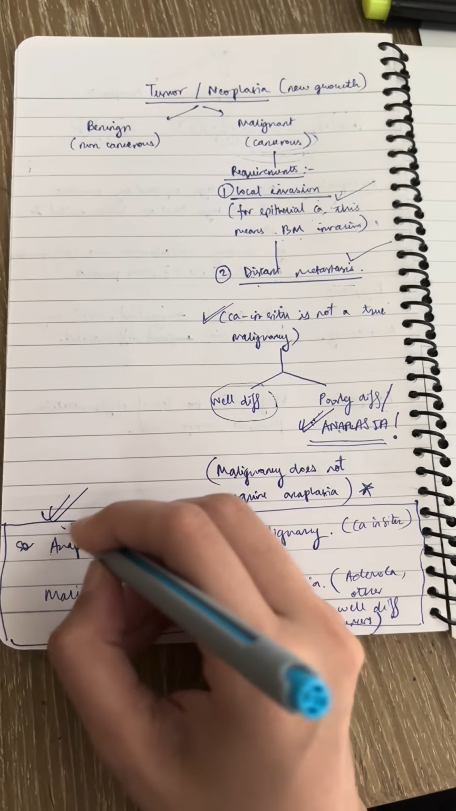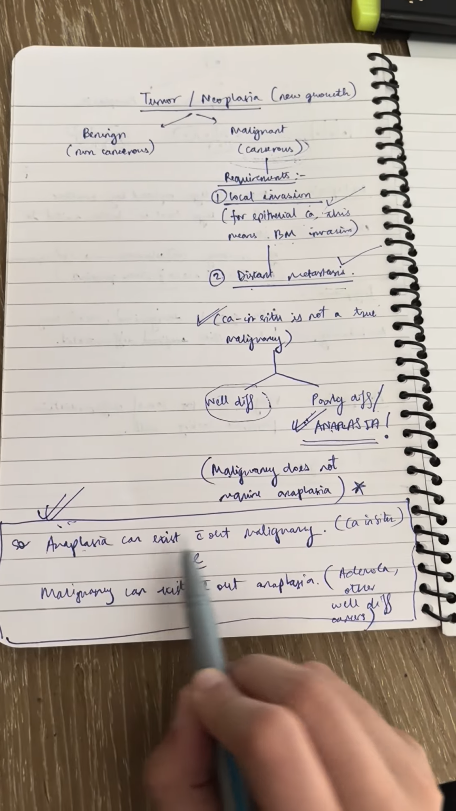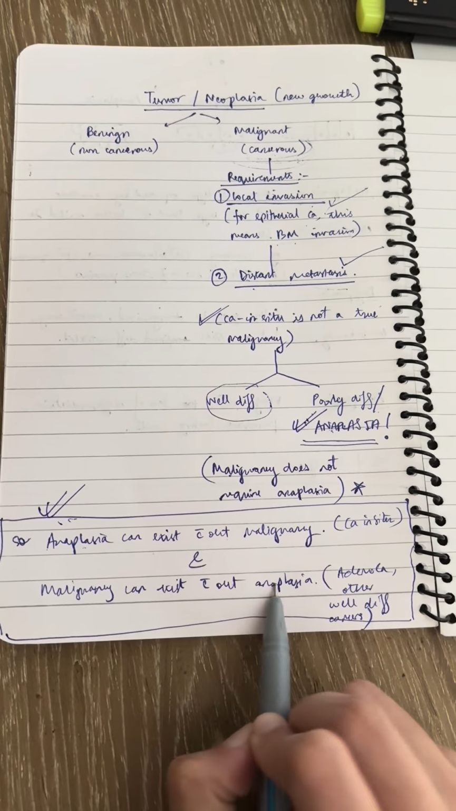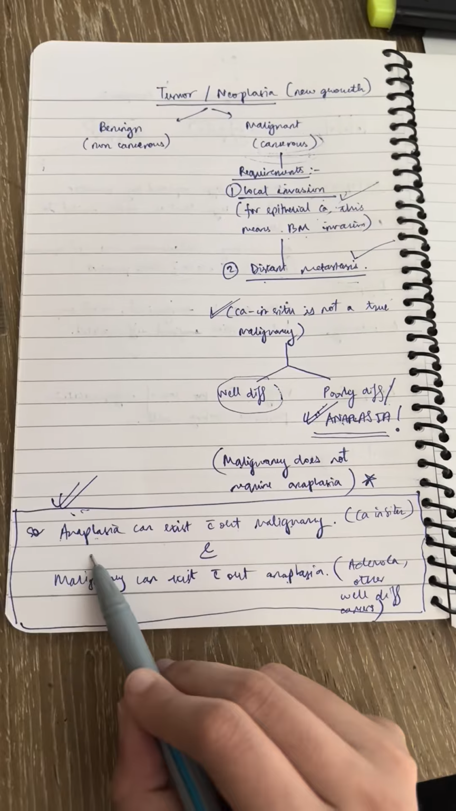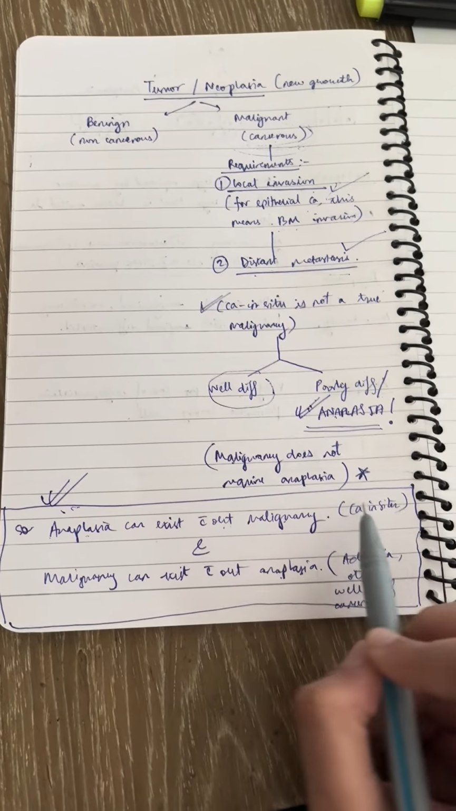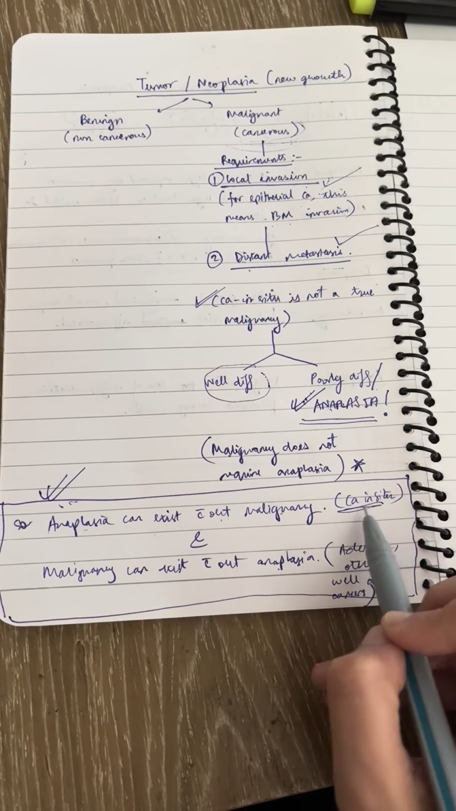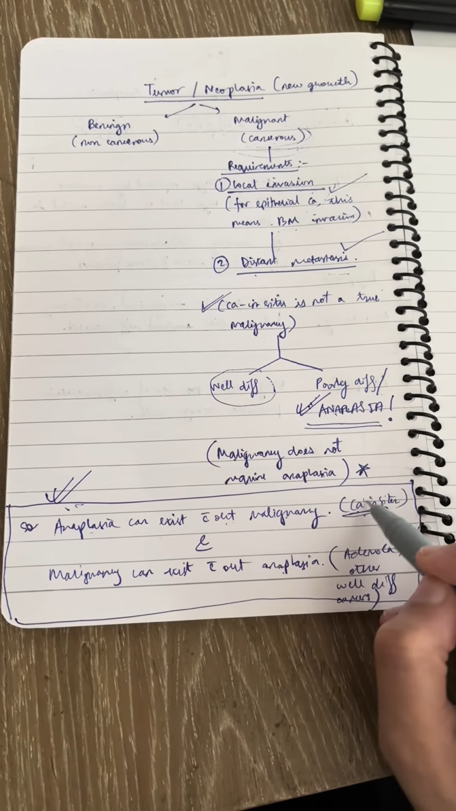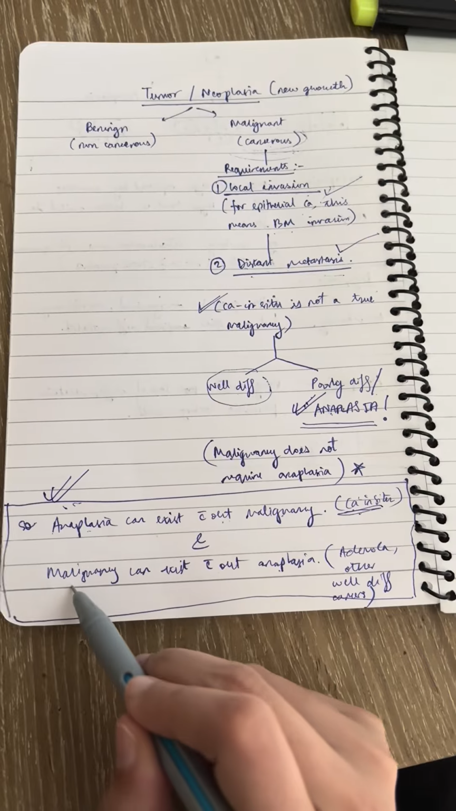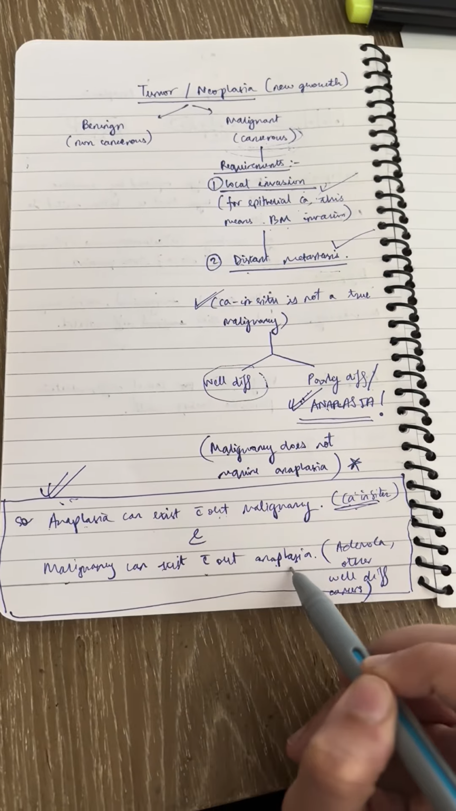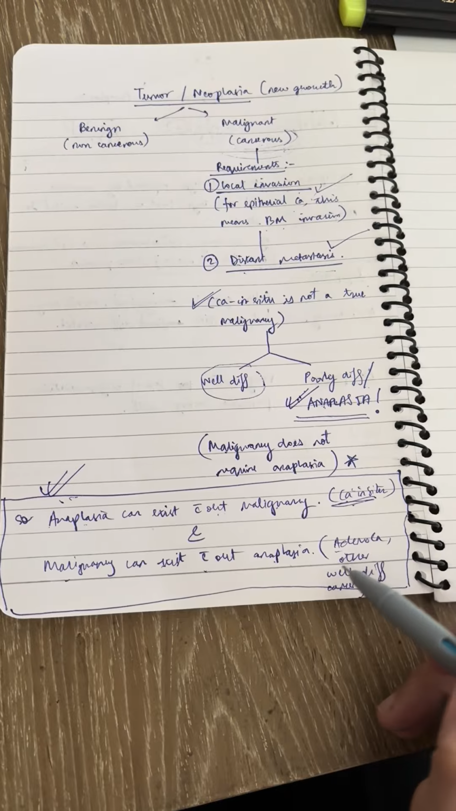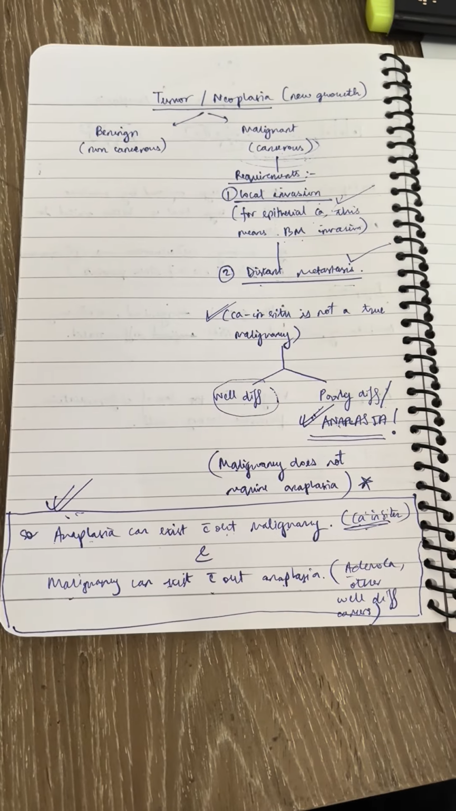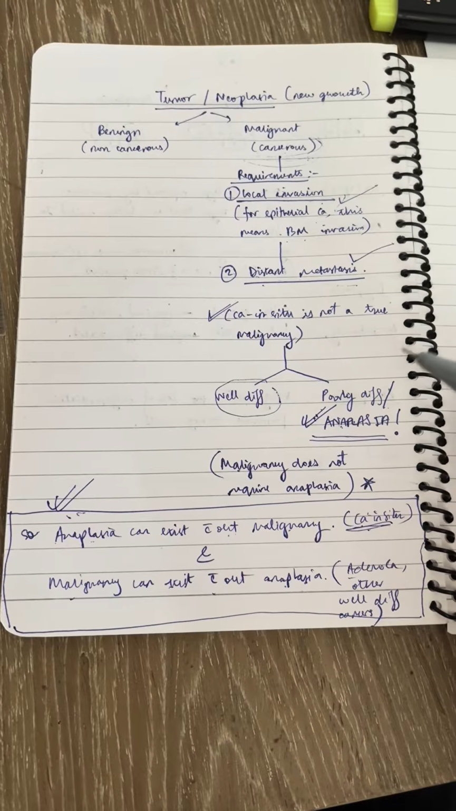Just remember this one very golden statement: anaplasia can exist without malignancy and malignancy can also exist without anaplasia. I'll give you examples. Anaplasia existing without malignancy is carcinoma in situ, right? It's not technically malignancy, but there is still anaplasia. And the second example, malignancy can exist without anaplasia: cancers like adenocarcinoma and other well differentiated cancers. They will have metastasis, but they will not have primitive looking cells or anaplasia.